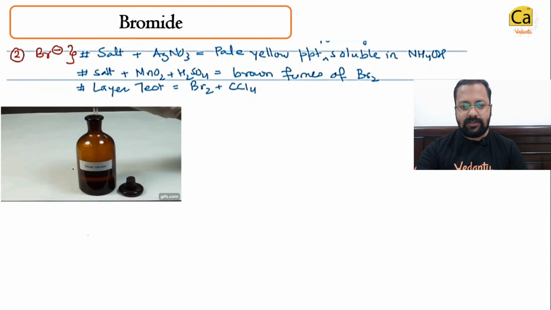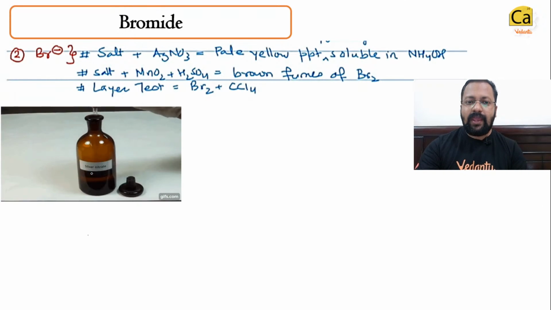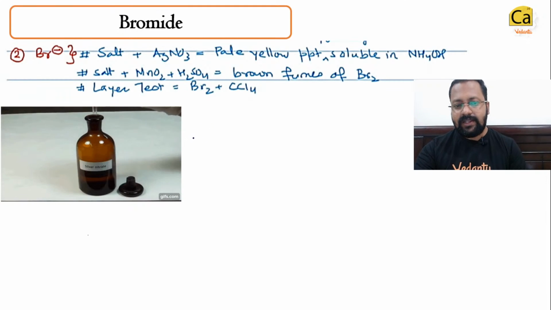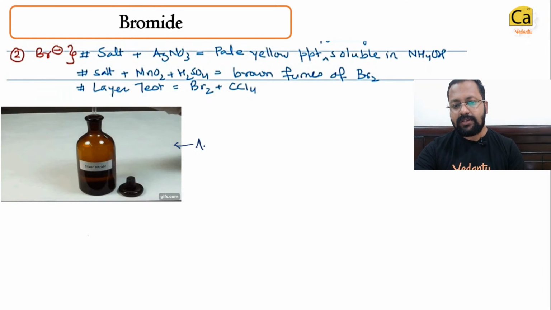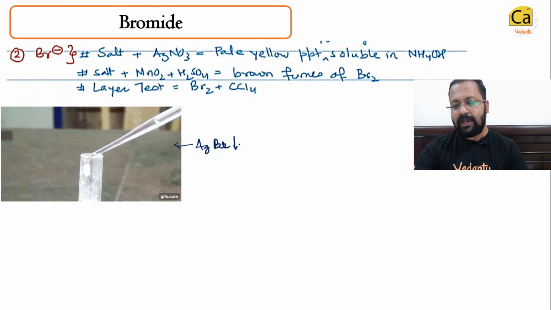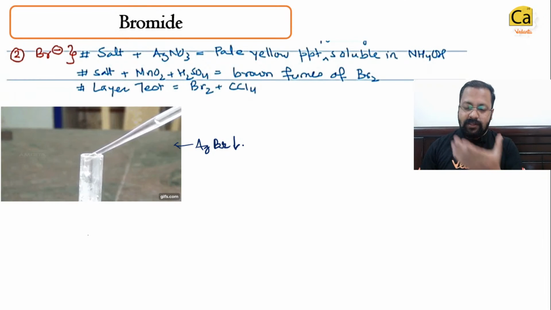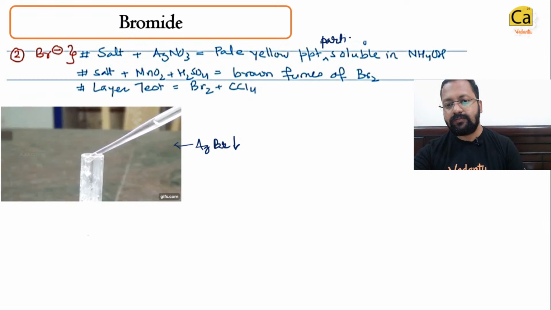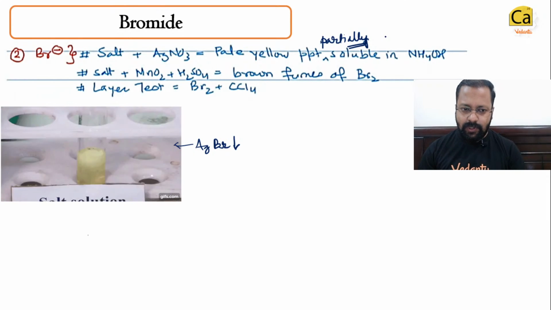Can you see this? Silver nitrate is being added. You can see this image. Pale yellow precipitate is being obtained. Okay, and it is because AgBr is being precipitated. AgBr, which is precipitated, is partially soluble in NH4OH.